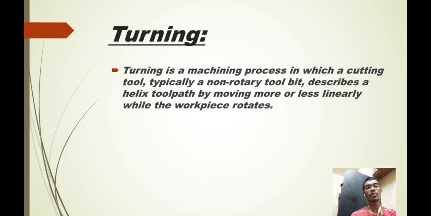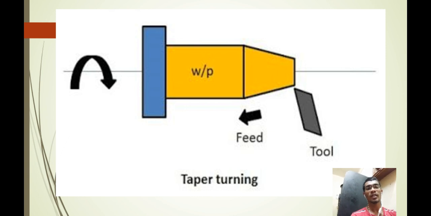Turning. Turning is a machining process in which a cutting tool, typically a non-rotating tool bit, describes a helix tool path by moving more or less linearly while the workpiece rotates. There are types of turning. First is taper turning. In taper turning, the tool bit moves parallel to the axis of the workpiece while increasing the radial distance to give a frustum-like or conical shape to the workpiece.